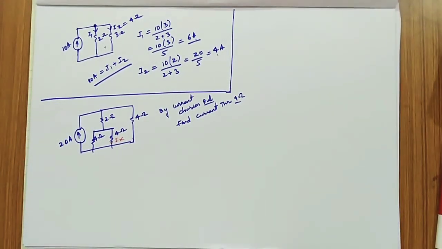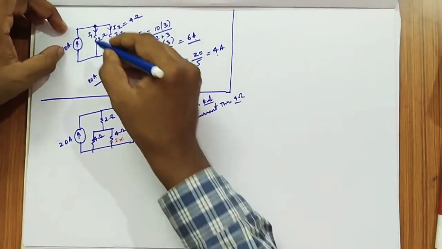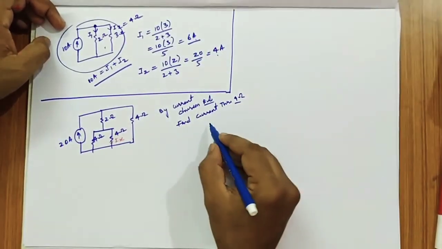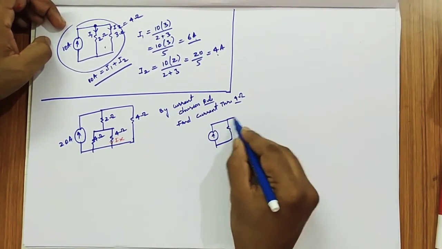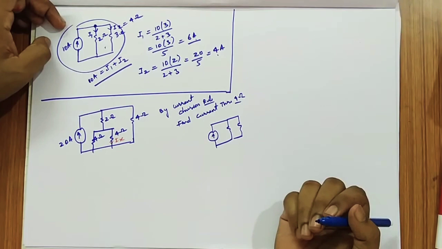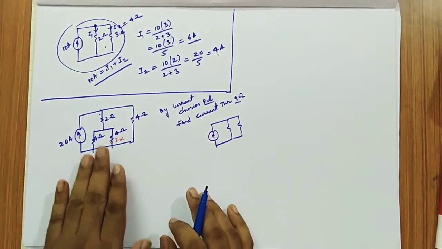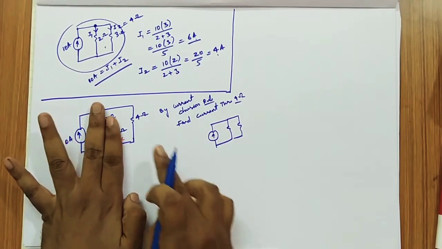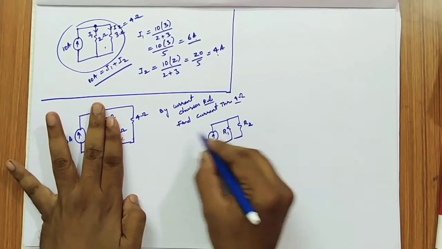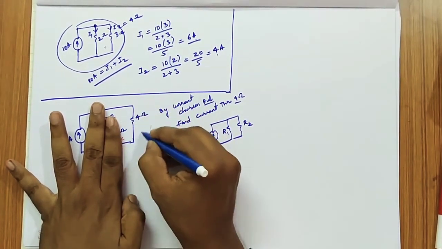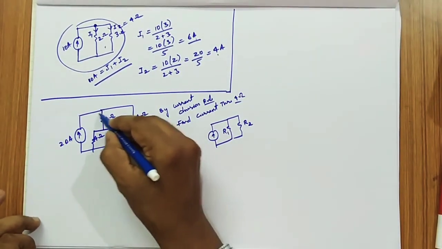So how will you find it? When someone asks you to use the current division rule, in your mind you should be framing the circuit in this form. If you observe carefully, this entire thing is one branch and this is one branch. Say this is R1 and R2. So this branch is R2, and this entire branch is R1.